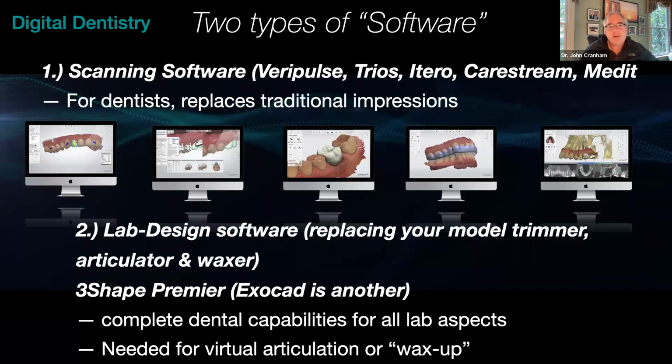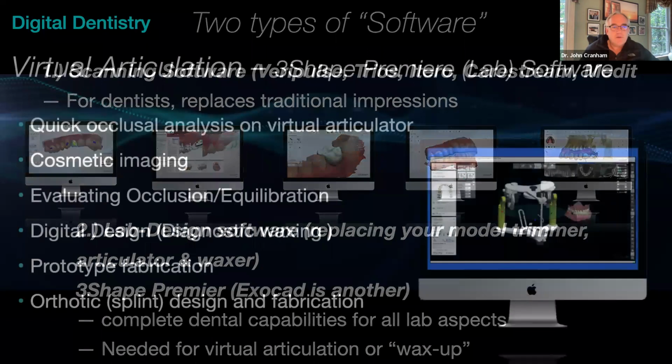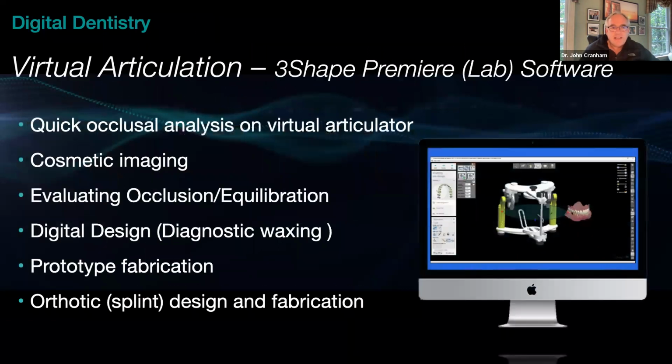But what I'm going to cover is basically the things we do with it. It allows us to do a quick occlusal analysis on a virtual articulator. It allows us to do two-dimensional cosmetic imaging. I'm going to show you all this in an example in a little bit.